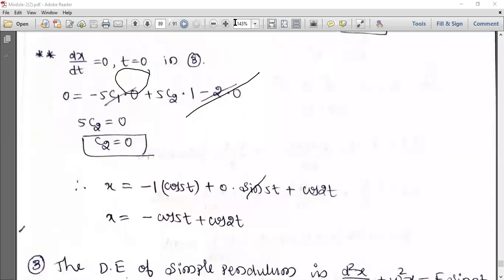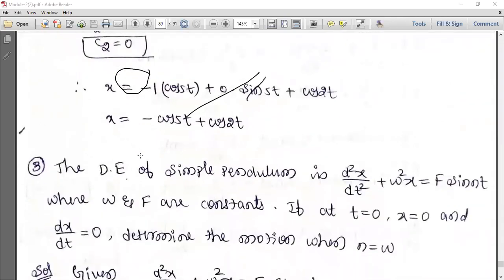So next, coming to dx by dt equal to 0 at t equal to 0. Here I'll substitute in equation 3. So dx by dt is 0, and the first term reduces to 0. Please try to put the value of t: pi c2 into 1 plus 2 into 0. 2 into 0 will be 0. So pi c2 is equal to 0, so c2 is equal to 0.